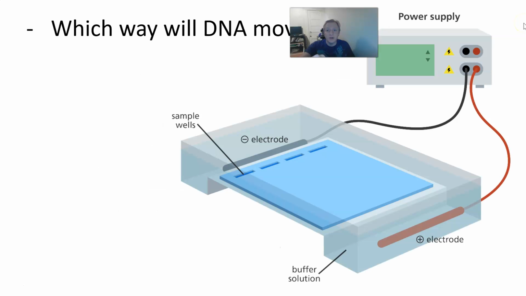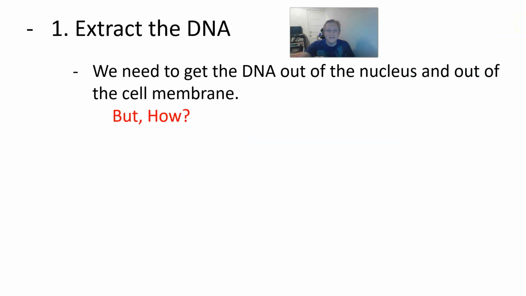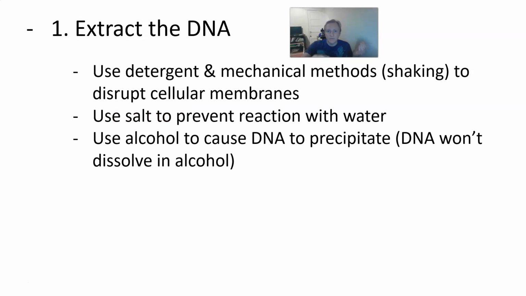Well, we have cells, so we should probably extract the DNA from them. So we need to get the DNA out of the nucleus and out of the cell membrane. Well, how do we go about getting DNA from inside of a cell into inside of a tube? You use detergent and mechanical methods, shake the DNA. You can also do things like sonicating, which is basically just putting sound waves into it. And apart from just gently shaking, you can put them into a machine that will shake them, and you can let that run overnight.